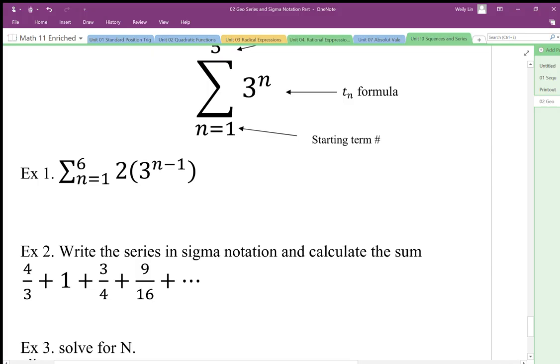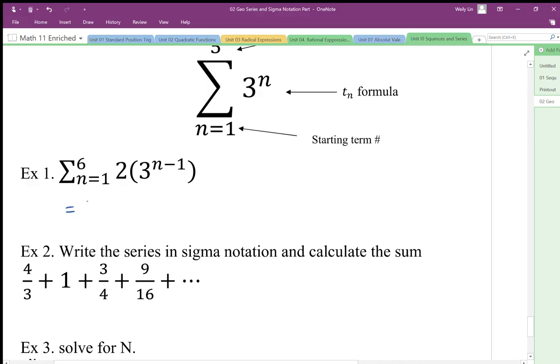So let's see what this looks like. The sigma notation means sum. We start at term number 1 and we're going to add up to term number 6, so we have 6 terms to add up. And we can just list this out. We can do it the long way if we like.